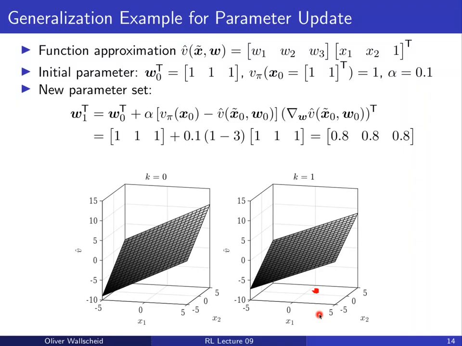So this is an important observation, that due to function approximation, when applying even only one specific state update, the entire state space might be altered in terms of the function approximation v hat.